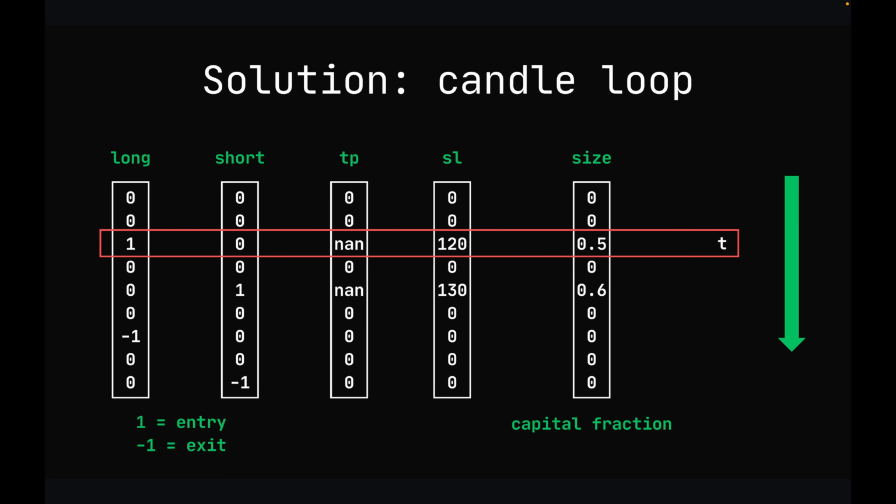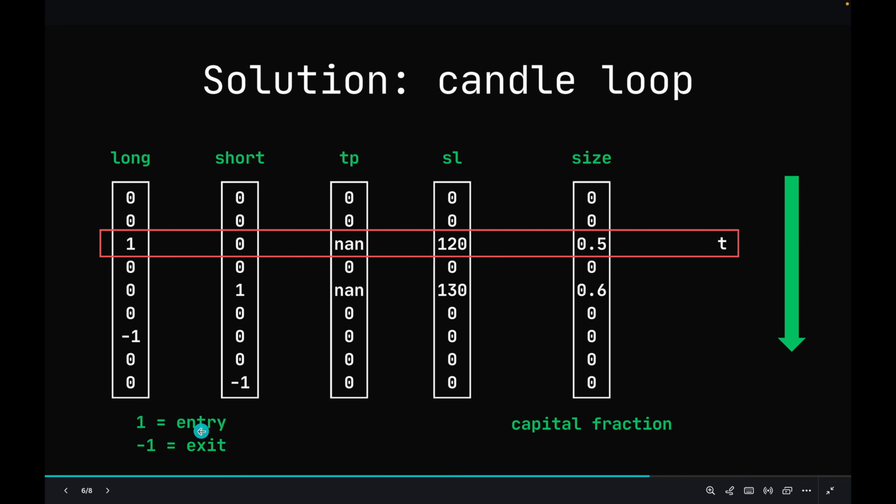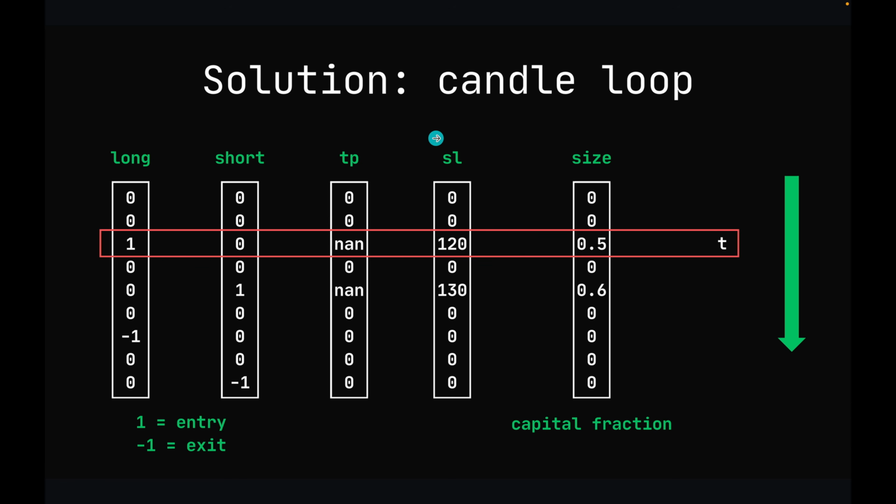So my current approach for backtesting strategies is to actually loop through each candle. I personally use 5 separate vectors, one long and one short, for identifying entry and exits. In this convention, 1 is for entry and -1 is for exit. Then I have a vector for take profit and stop loss prices. So when I have an entry, I can also set my take profit and stop loss.